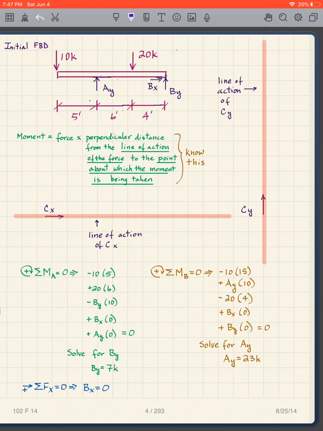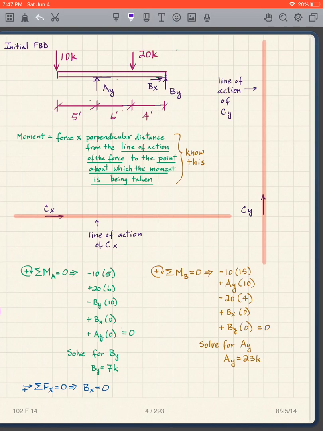Now, what about the rest of the terms? Well, let's look at it. AY, for instance, is going to be AY times 0. There's no positive, negative, or anything because it's going straight through the point. So I can throw it out. Why is it 0? Because the distance is 0. The force is AY, the distance is 0.